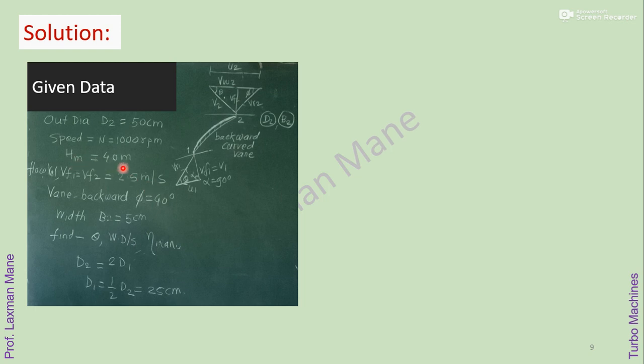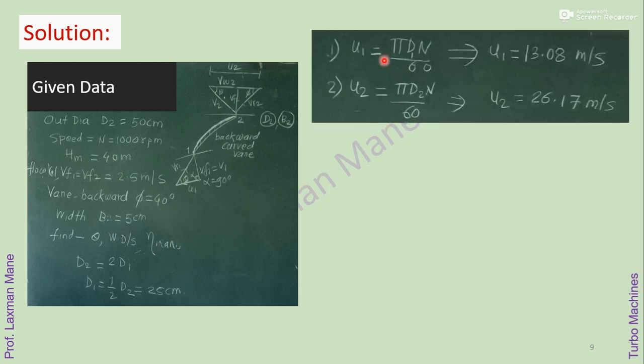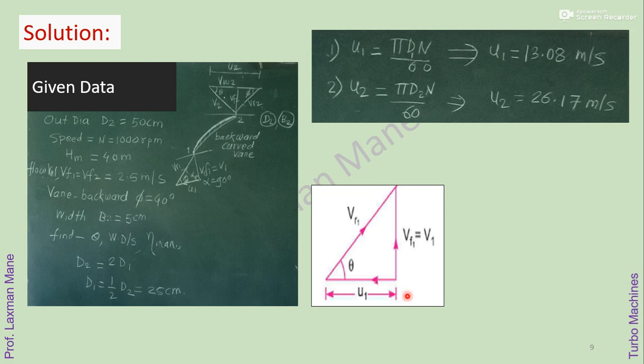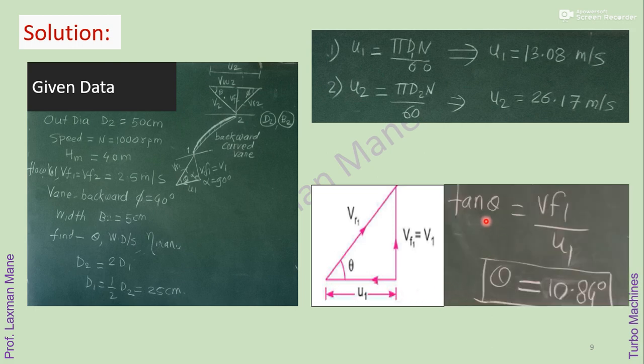Vf1, manometric head, speed and angle phi are given, so we will use this. So let us start. Calculate u1 and u2 by using respective formulae. Putting the value of d1, d2 and speed in the respective formulae, find value of u1, u2. Now use formula tan theta is equal to vf1 upon u1. u1 is calculated and vf1 is given. So putting all these values, we find here theta.